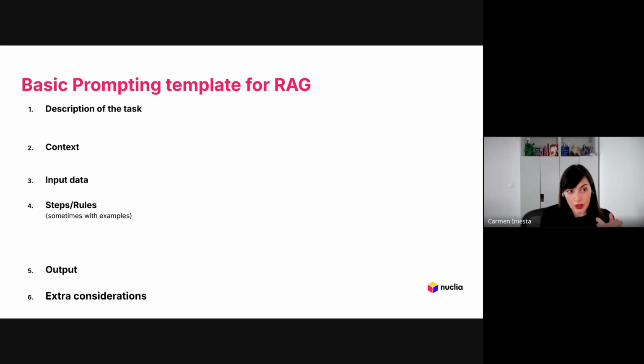The second thing that we do is to provide context. Context could be more information about the task, or in a RAG context, it's the information from the documents that we want to use. Input data could also be the context, but it can be the question. In our case, we're going to define it as the question. And then a series of steps and rules. Sometimes, if they are very specific, this is where we can add examples of what we want it to do. And then output and extra considerations.